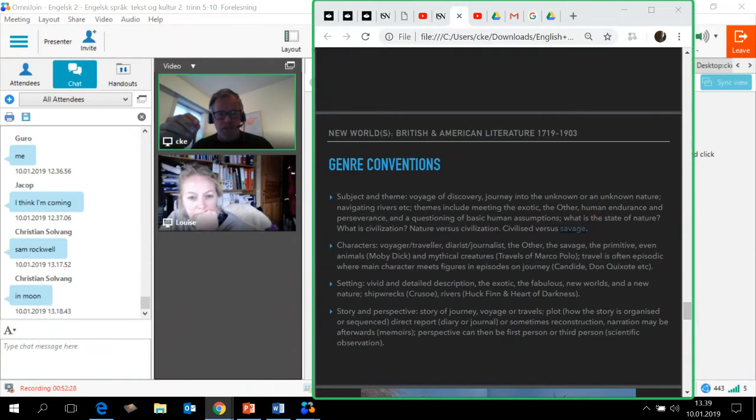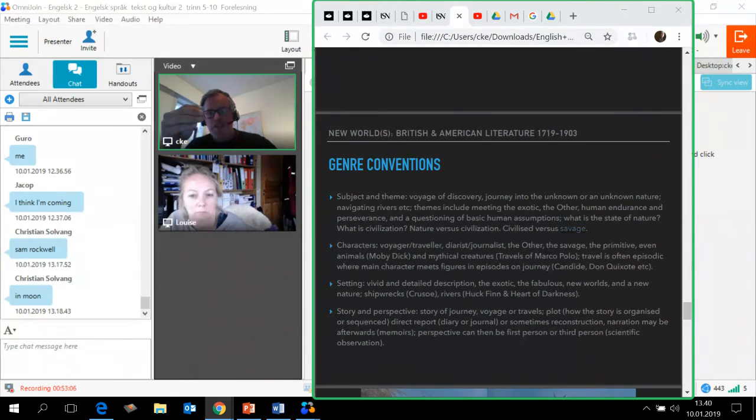The plot, how it's organized or sequenced. Often we said there will be old Crusoe, young Crusoe. So you've got a slightly more reflective first-person narrator and another first-person narrator. However, you could have the direct report, which is the diary or the journal. That's also very often a first-person narrator. That could also be, like I said, reconstructed, which is like a memoir. Narration might be afterwards, as I've written down there as well. So I'm thinking aloud, but I see I've written the same thing at the same time.